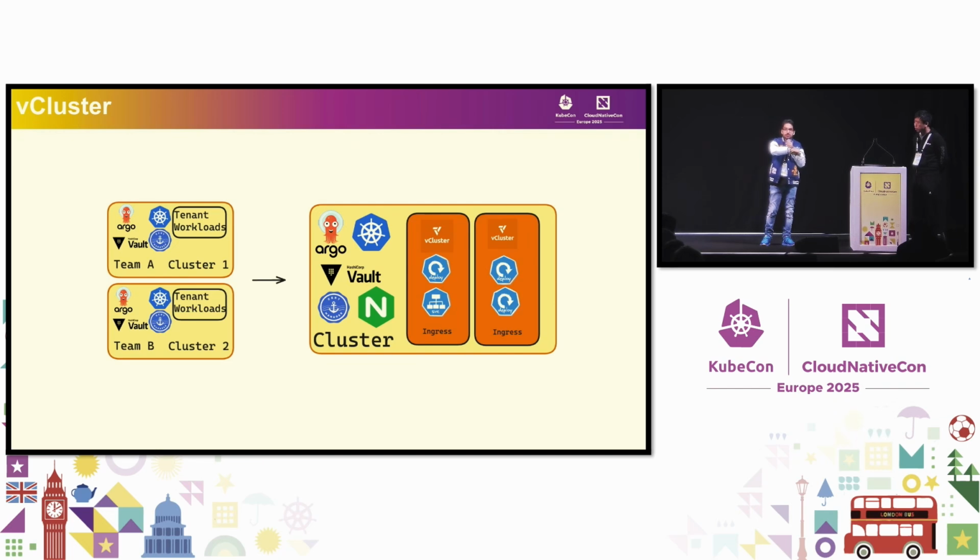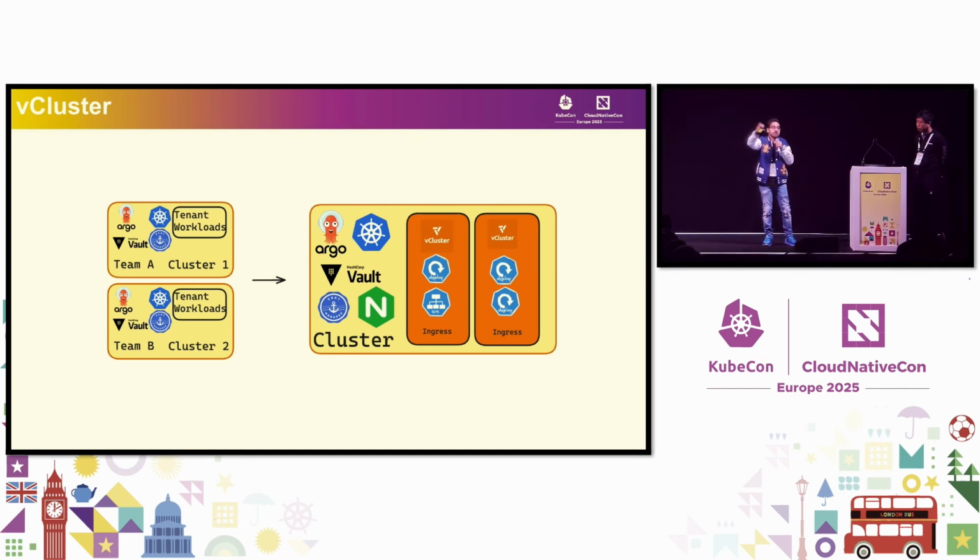Team A can have a Kubernetes cluster with version 1.31, Team B can have a cluster with Kubernetes version 1.32. Team B can decide to upgrade their Kubernetes version to 1.33. Team A can say, I do not want to upgrade it to 1.32 or 1.33.